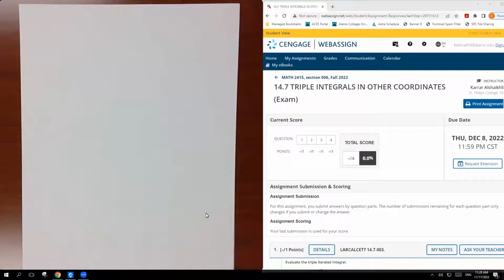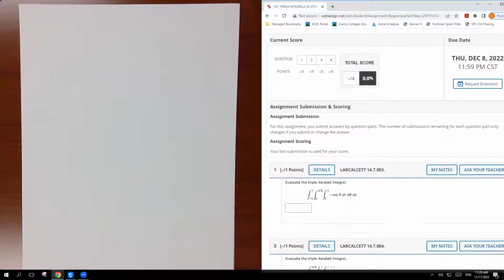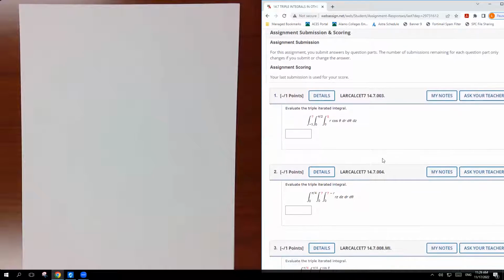Section 14.7, triple integrals and other coordinates. Let's start with the first example. They ask you to evaluate the triple iterated integral from -1 to 7, from 0 to pi over 2, from 0 to 5, r cosine theta, dr d theta, and dz. So let's check this example.